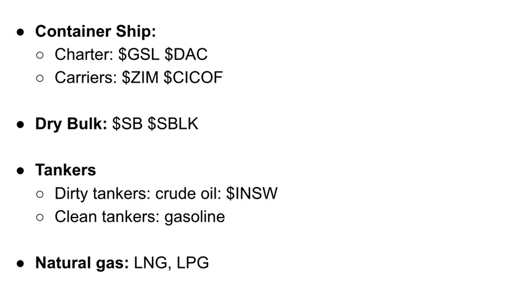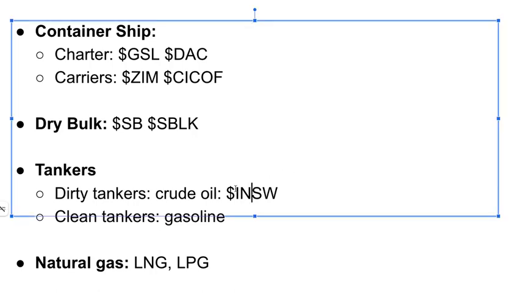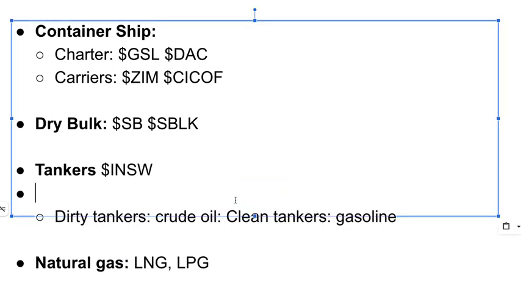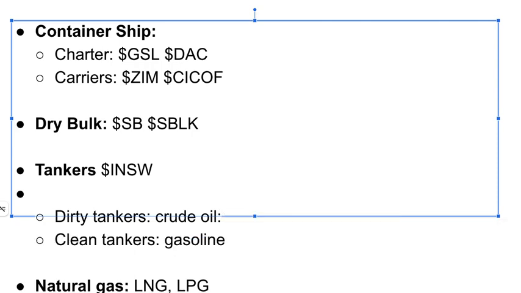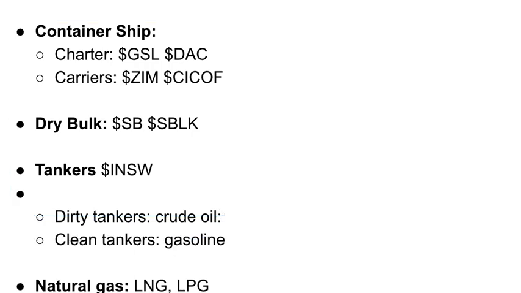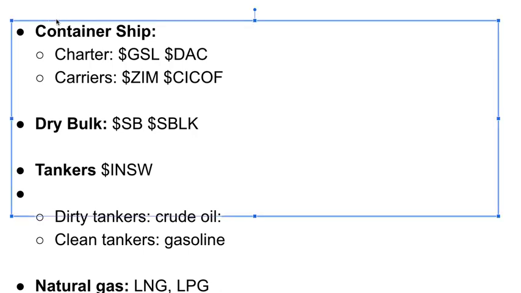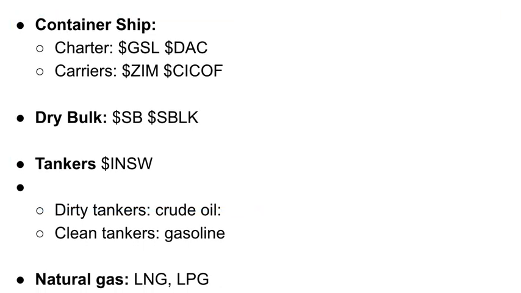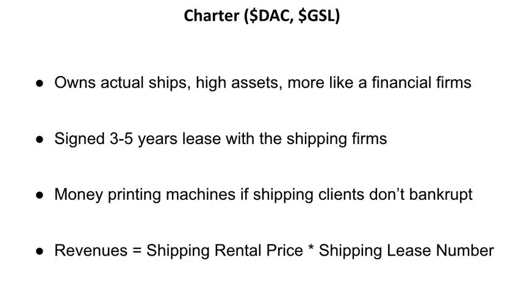The other one is dry bulk. The symbolic one is SB and SBLK. And also there are tankers. Basically you have two different types of tankers, dirty tanker and clean tanker, which ship crude oil and gasoline correspondingly. For tanker names, we're looking at INSW. The other one we're looking at is natural gas. Natural gas ships bring LNG, LPG, etc. So that's a pretty quick high-level look at several different types of shipping companies, and they actually have very different business models, and we're going to look at them in the next few slides.